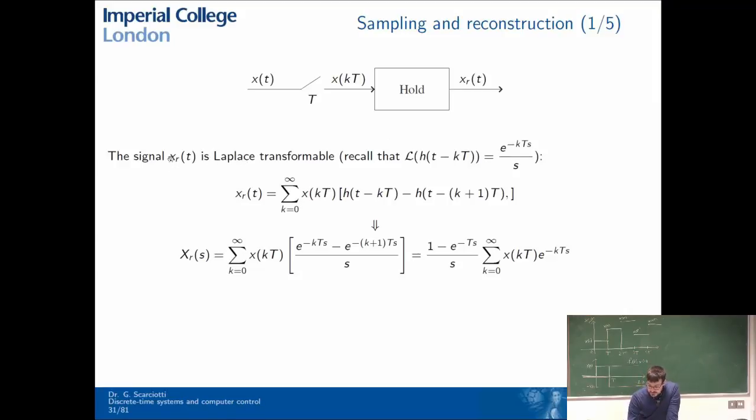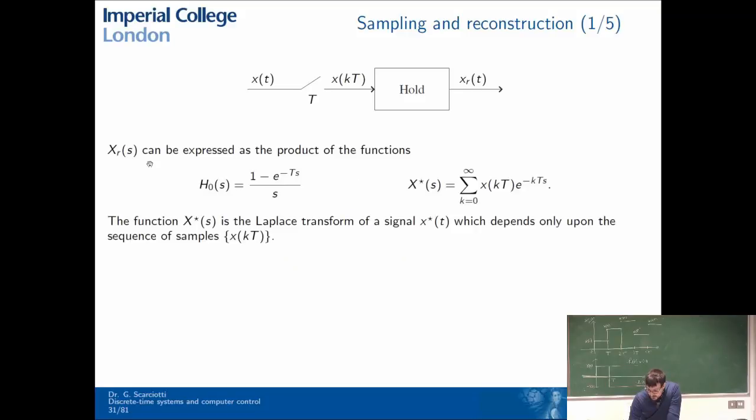So this means that the reconstructed signal x of r is Laplace transformable, and we can compute its Laplace transform. And what we obtain is that the Laplace transform of the reconstructed signal is this sum, with k going from 0 to infinity, of x of k capital T times this function. Now we see in this function that we can factorize e to the power minus k T s. So we factorize this out, okay? And what remains is this guy over here. And we notice that this guy does not depend on k, so we can bring it outside the sum, okay?